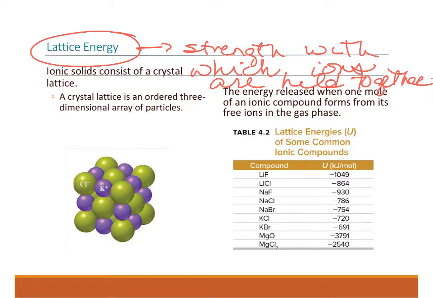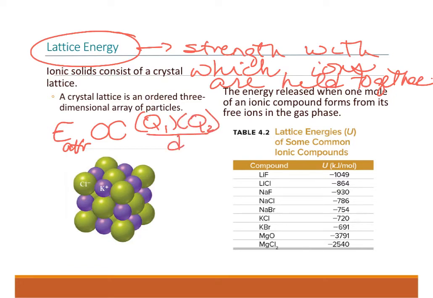So I'm going to write an abbreviation of Coulomb's law. The energy of attraction is proportional to the charge on ion 1 times the charge on ion 2, divided by the distance between them. As a reminder, as the charge of either one of the ions increases, the strength of the attraction also increases. Remember, it's directly proportional to charge.